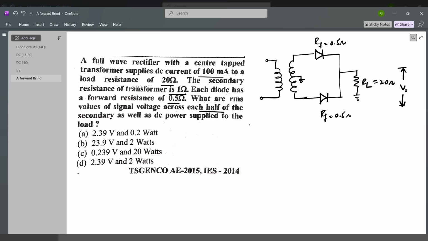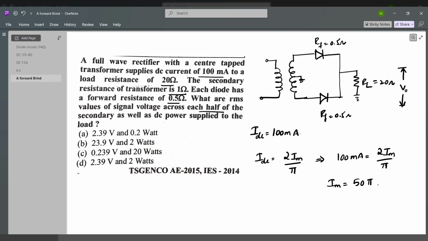So if you take all these things, the IDC, the average current, is given as 100 milliamps in the question itself. So from this IDC we have 2 Im by pi as the formula. So 100 milliamps is equal to 2 Im by pi, whereas Im is equal to 50 pi milliamps. This is the maximum current that we get.